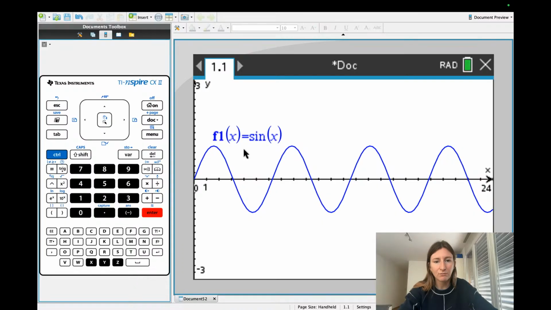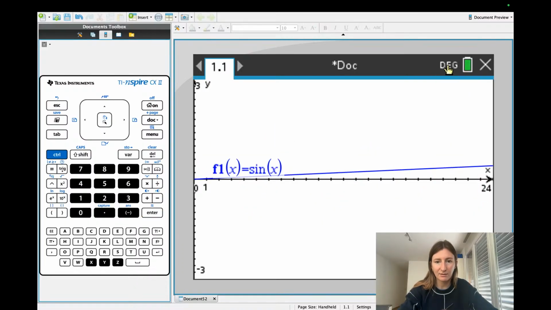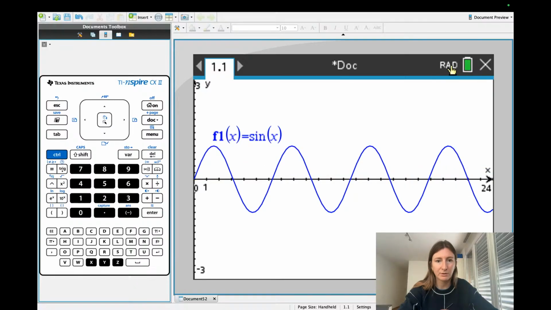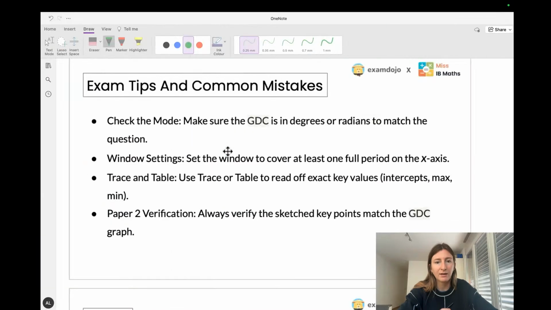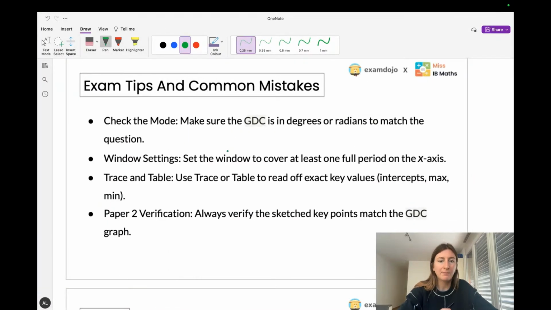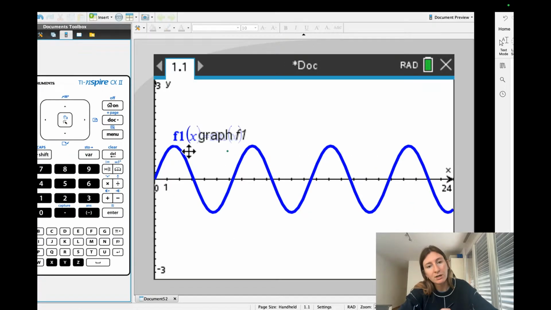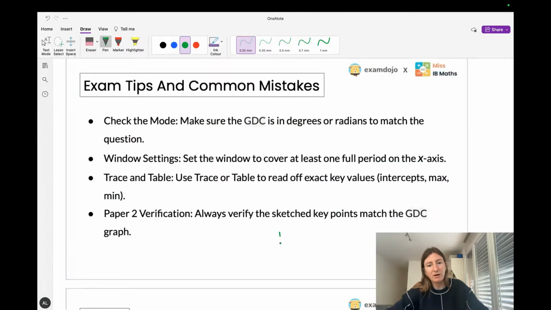So there we can see it really clearly. If I had it in degrees, it would look like that, and then I would know everything is wrong because I put it between a certain thing. So very helpful and useful, especially if you're having to graph in AISL papers or in paper 2s, where they might say sketch the graph on this domain between 0 and 24, and 0 and, I don't know, 50.